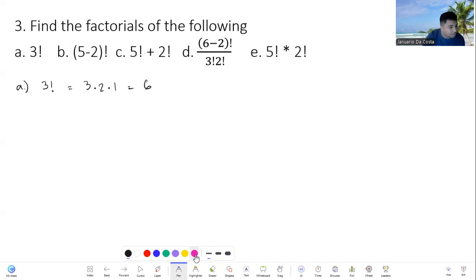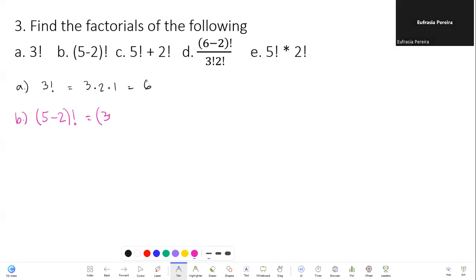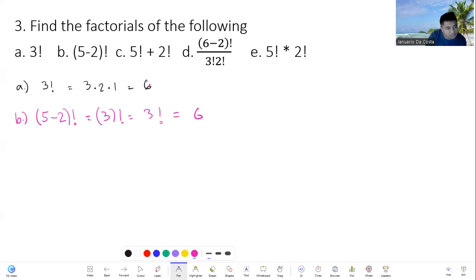Okay, let's do a different color for B. B is 5 minus 2 factorial. With factorial, you need to calculate first whatever is inside the parentheses. So 5 minus 2 is 3. 3 factorial, which is equal to 6, the same as the one up there.